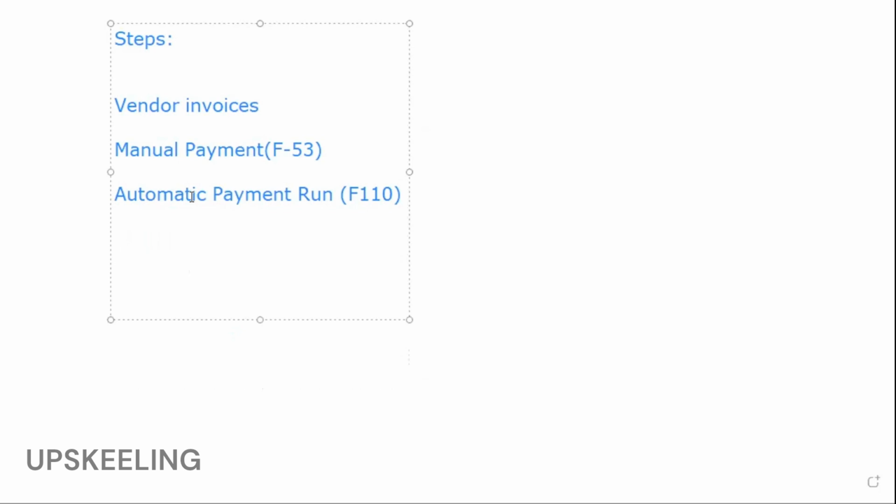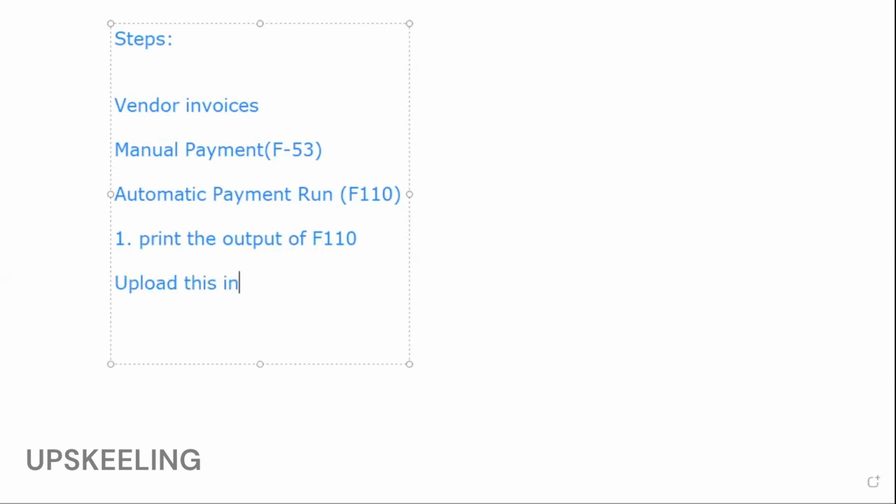So our SAP system can be connected with the bank in multiple ways. Either we can print the output from our system, F110, which will contain the details of the vendors for whom the bank transfer should be done. That output will be there. So we can download the output of the F110 transaction code, and we can upload this into the bank portal.